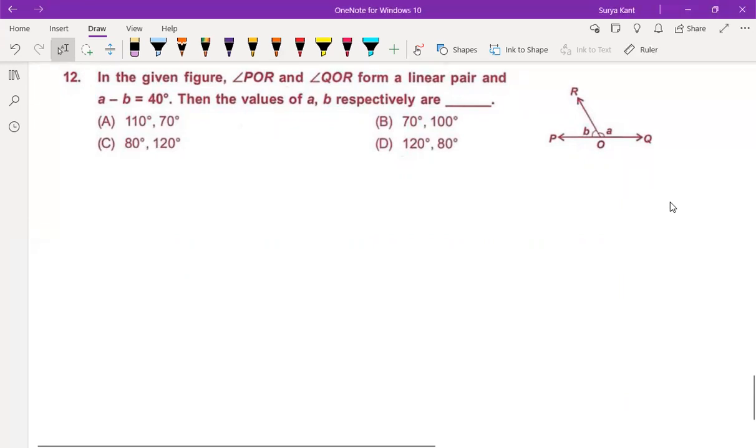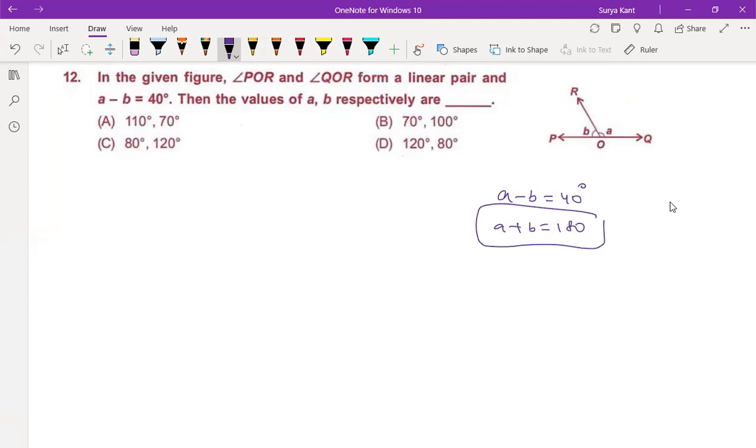So in the given figure, A minus B is equal to 40 degrees. Next, what you have done, children? A plus B is equal to 180, right? This is not given in the question, but by linear pair, you can say A plus B, if you add both angles, you'll get 180 degrees. So on adding both, B will get cancelled. 2A is equal to 220, so A is equal to 110, correct? So A is equal to 110 and B is equal to 70. 110 minus 40 is 70. So option A is correct.